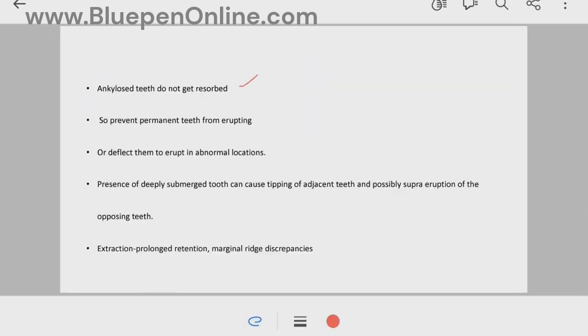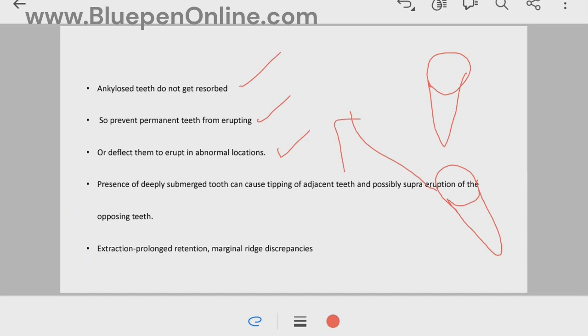Now, ankylosed teeth do not get resorbed. The deciduous one will never get resorbed, and so it prevents the permanent tooth from erupting. The deciduous one will be here and the permanent one will also be here. They can deflect the permanent teeth so they erupt into abnormal occlusion, some place other than the normal and correct one. The presence of a deeply submerged tooth can cause tipping of adjacent teeth and possibly supraeruption of the opposing teeth. That can happen. Extraction, prolonged retention, and marginal discrepancies, these all are what you can do.